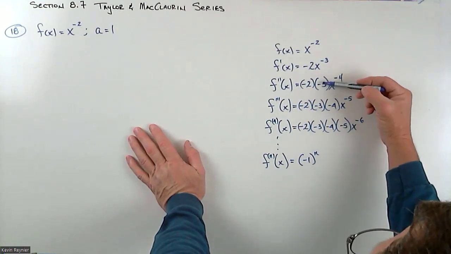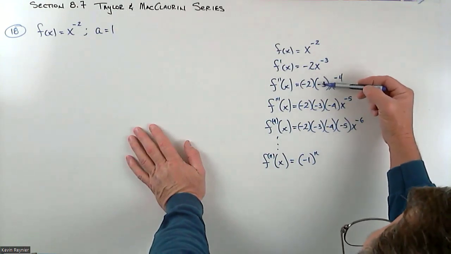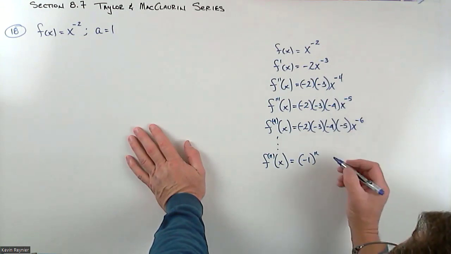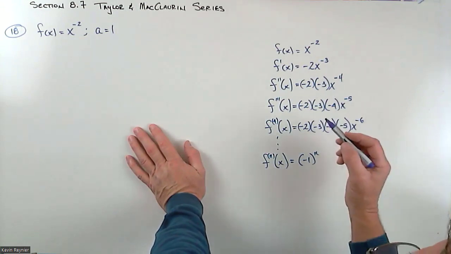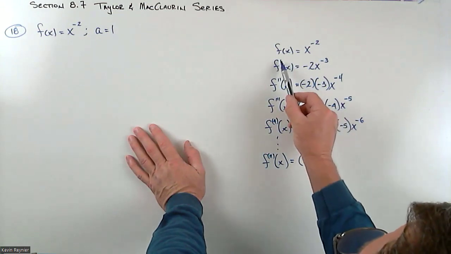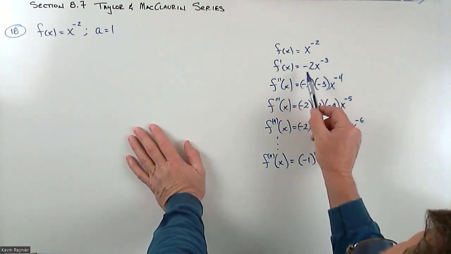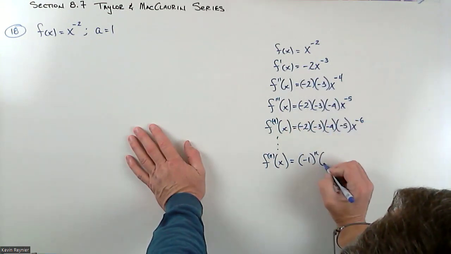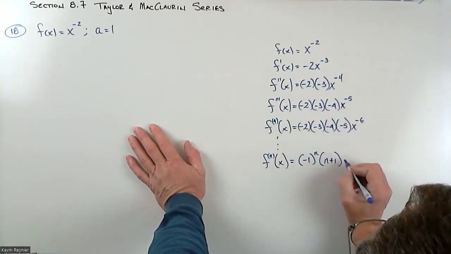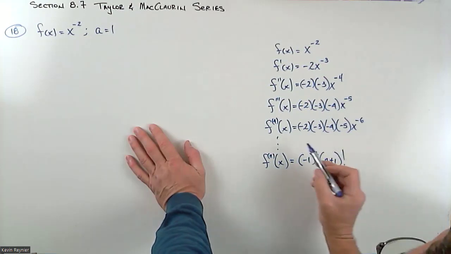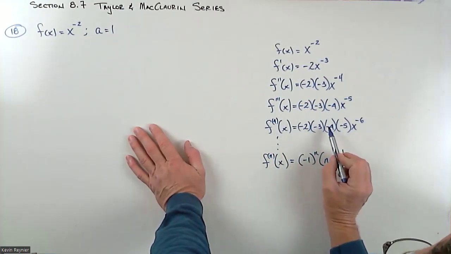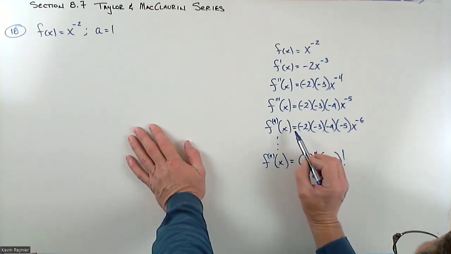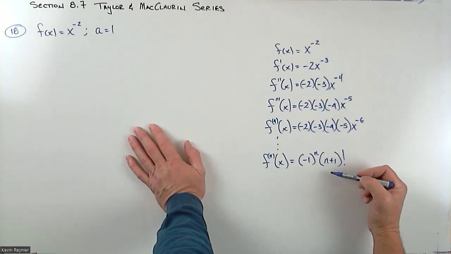Here we have 2 factorial. Here we have 3 factorial. Here we have 4 factorial. Here we have 5 factorial. So we're going to have somebody factorial. And when we take a look at this, on the first derivative, we have 2 factorial. On the second derivative, we have 3 factorial. So we're getting the n plus first factorial, right? Because on the fourth derivative, we have 5 times 4 times 3 times 2 times 1. It's there, but we don't need to write it down. That's going to be 5 factorial.